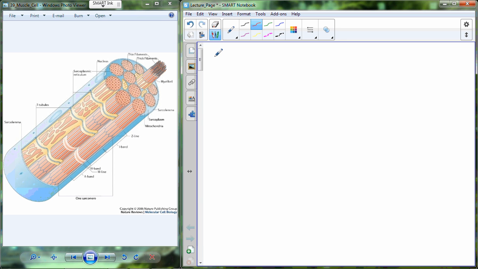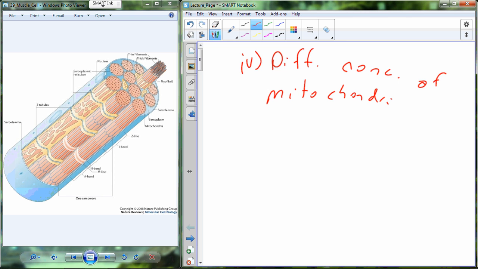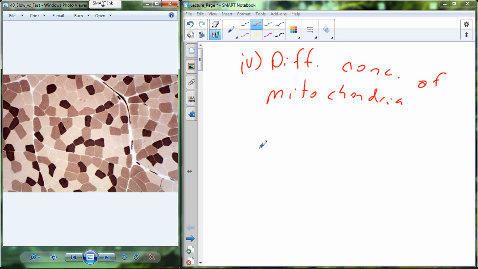Now, the other organelle I'm going to point out here, showing three of them here, are mitochondria. Inside of your muscle cell, we have different concentrations of mitochondria. And the different concentrations of mitochondria are going to be dependent on what type of muscle it is.